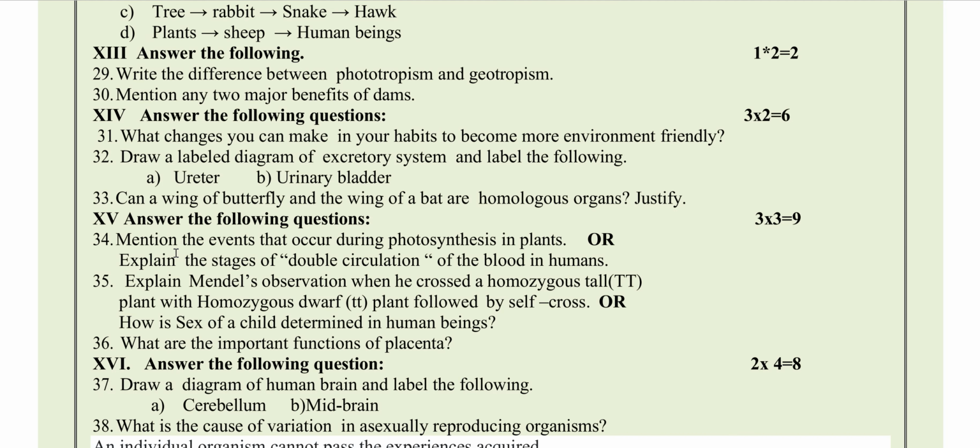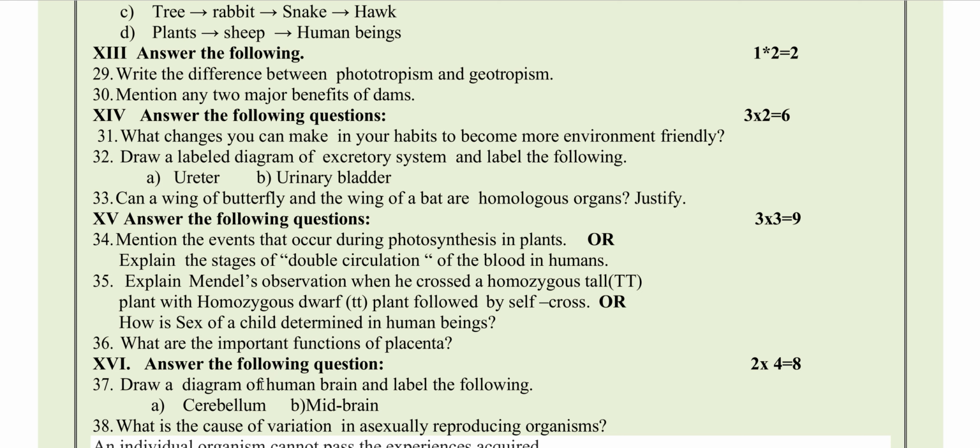Question number 34. Mention the events that occur during photosynthesis in plants, or explain the stages of double circulation of the blood in human beings. Next, explain Mendel's observation when he crossed a homozygous tall plant with a homozygous dwarf plant followed by self cross pollination, or how is the sex of a child determined in human beings. What are the important functions of placenta?